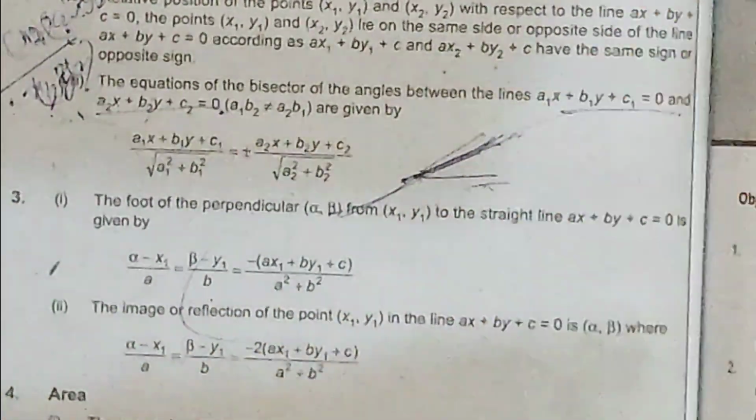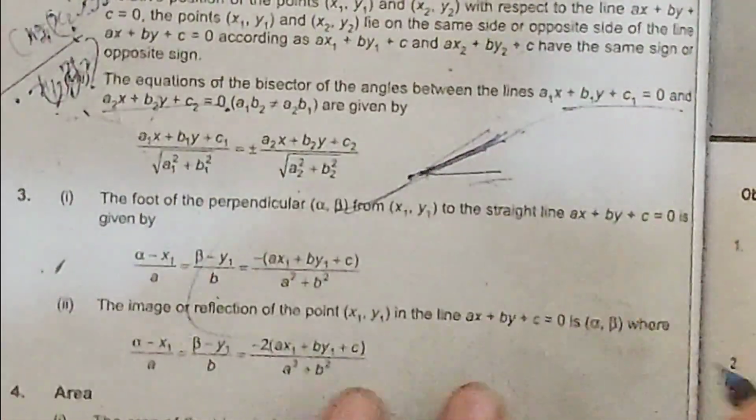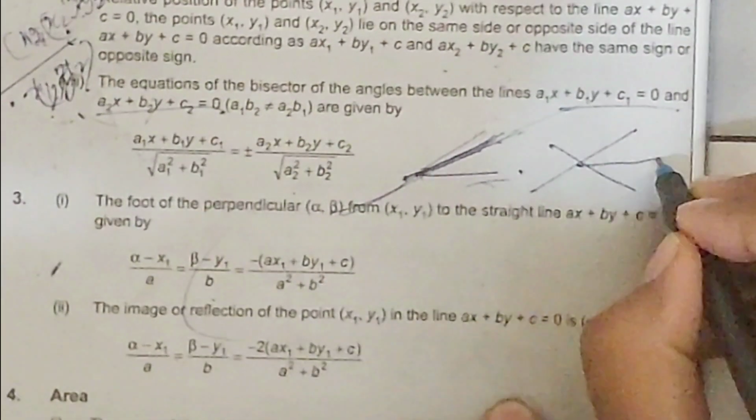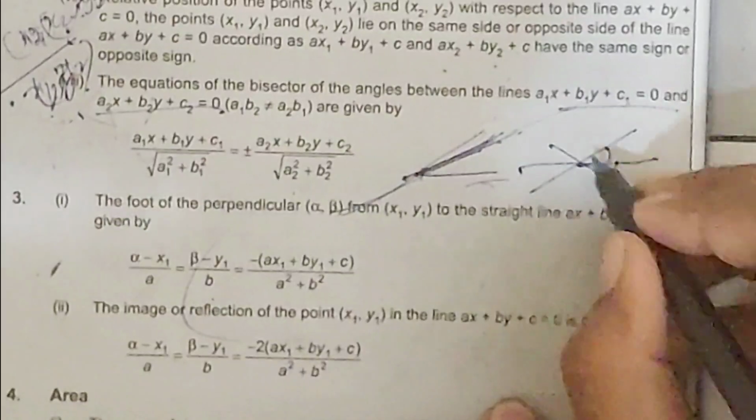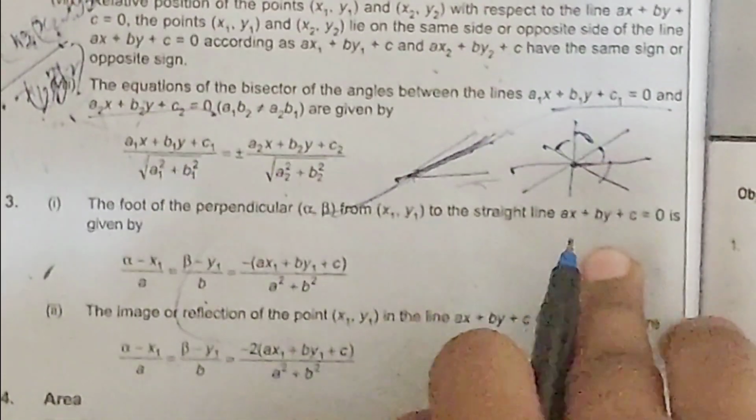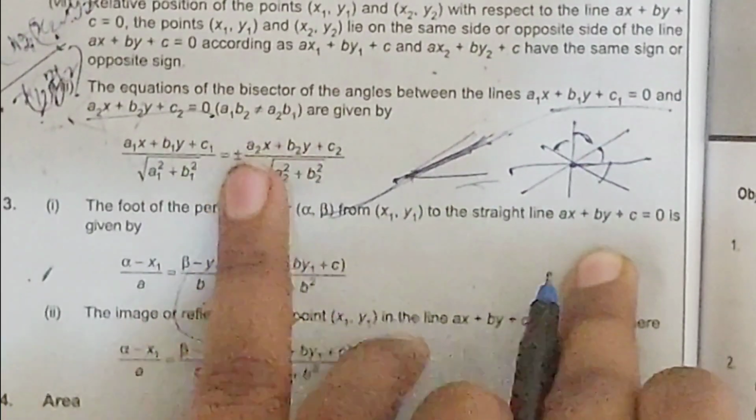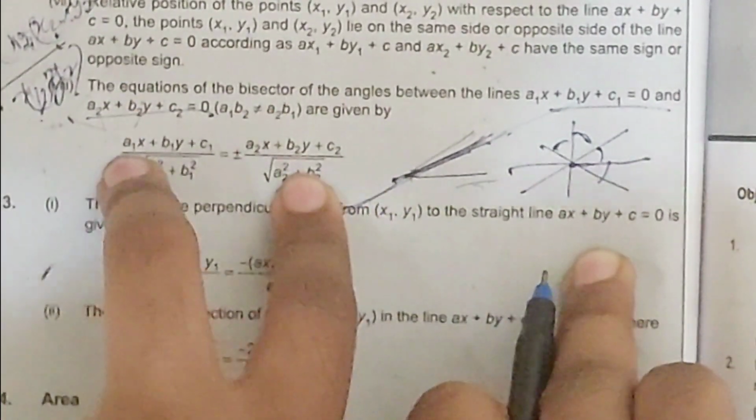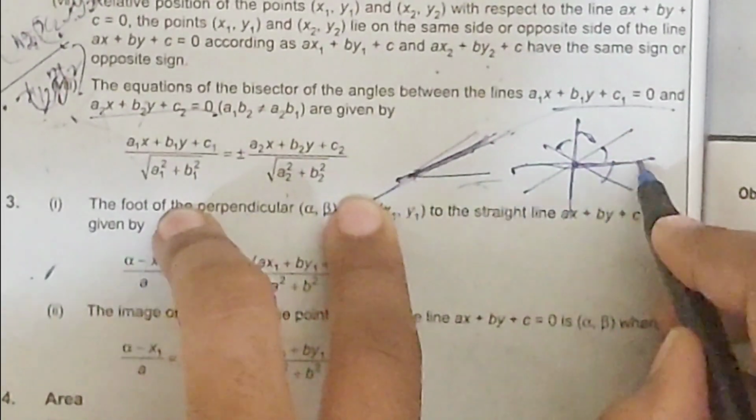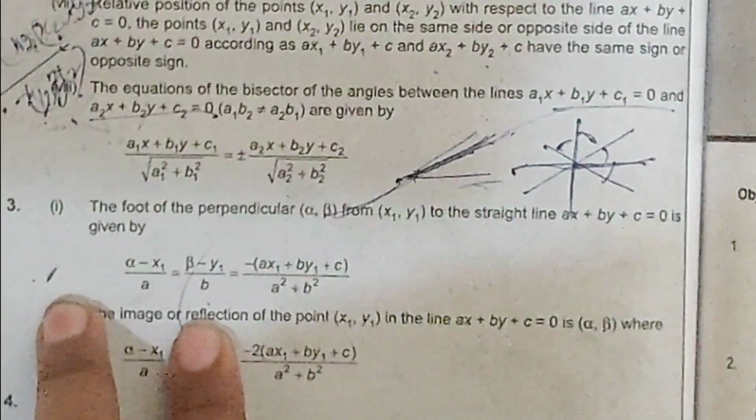Basically there will be two lines. Suppose these are the two lines, then you can have one angle bisector, this is bisecting them, and you can also have this angle bisector. So you can see now you have two angle bisectors. That's why it is plus and minus. You will get two equations from here, one equation will be for this line and another equation will be for this line. I hope you get it.